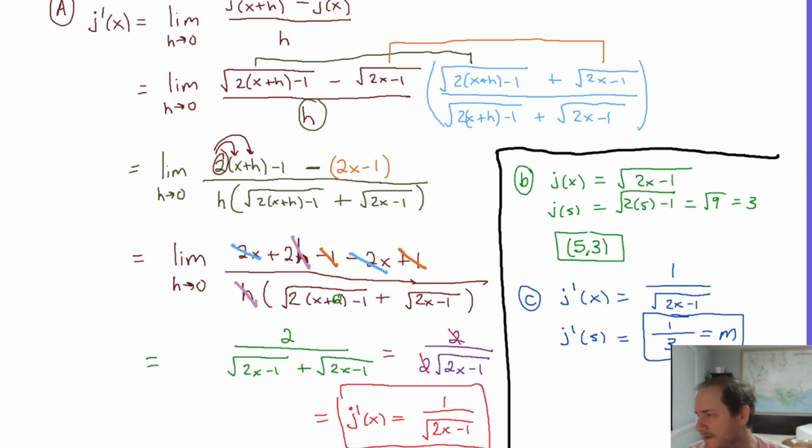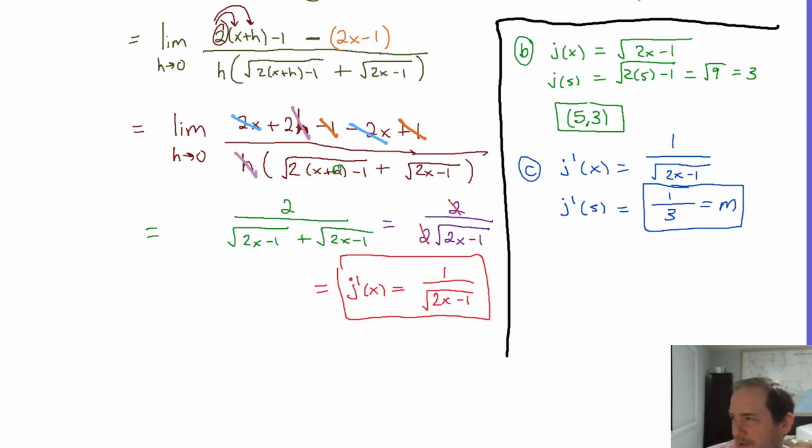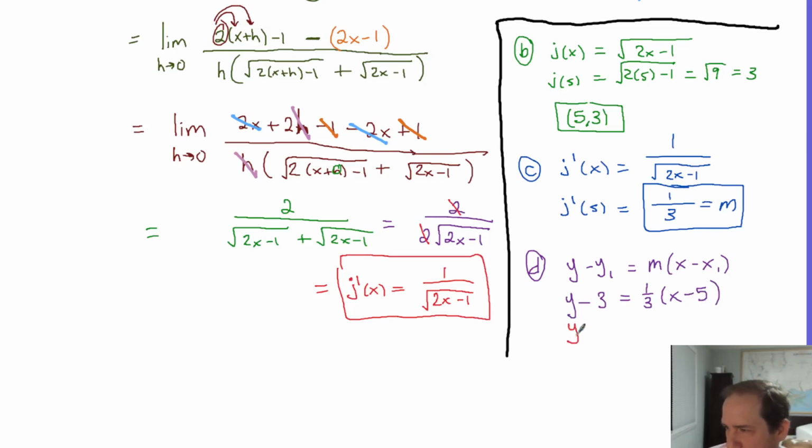And then finally, to find the equation of the tangent line, we'll plug into our point slope form, which is y minus y1 equals m times x minus x1. So our y coordinate was 3. Our slope is a third. And our x coordinate is 5. So just clean this up and we're good to go. This will stay y minus 3 for the moment. We'll distribute a third. We get 1/3 x minus 5/3.